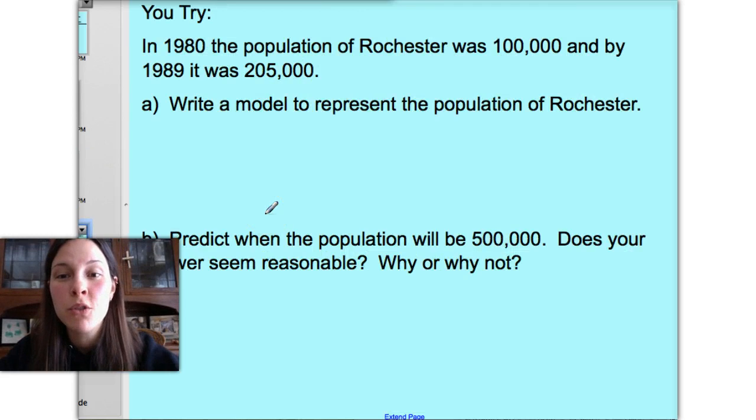All right, so here are a couple of you-try problems. Please attempt them to the best of your ability and make sure you come to class with questions so we can go over them together.